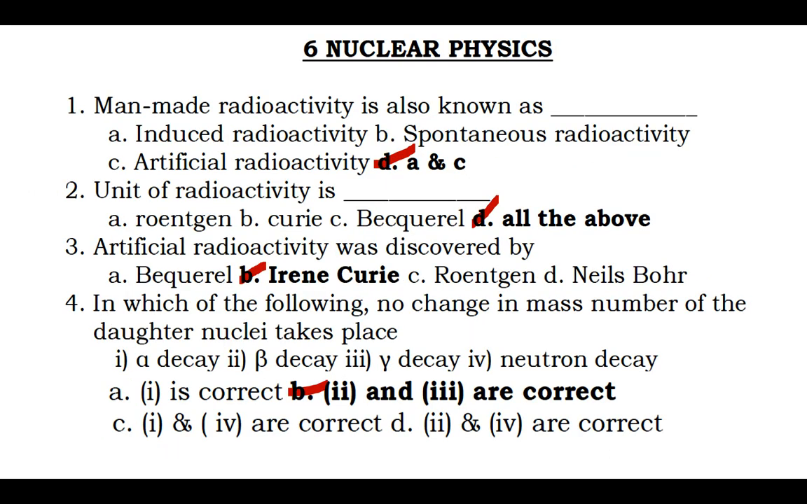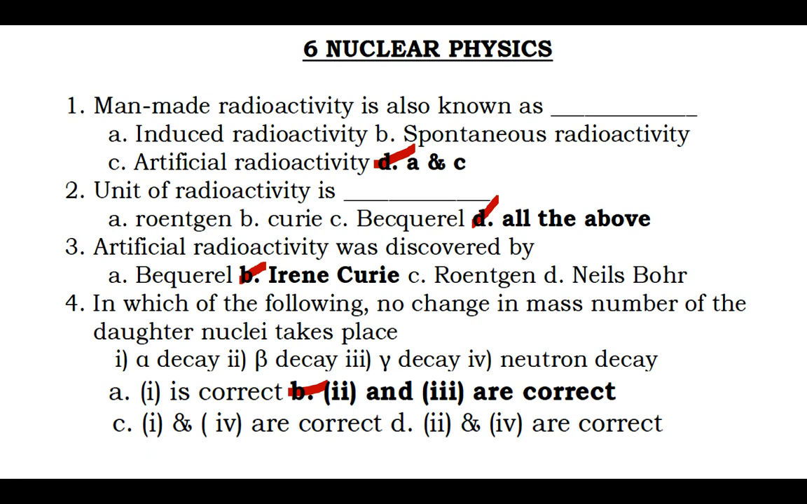Sixth lesson, nuclear physics. First question. Man-made radioactivity is also known as option D, that is A and C, that is induced radioactivity as well as artificial radioactivity. Question number 2. Unit of radioactivity is Roentgen, Curie, Becquerel. So all the above is the correct answer.